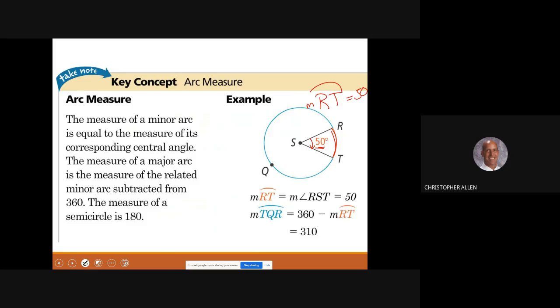The measure of a minor arc is equal to the measure of its corresponding central angle. The measure of a major arc is 360 minus the measure of the related minor arc. So for example, if arc RT is 50, guess what the measure of arc RQT is? Well, you would just do 360 minus the 50, so that would give you 310. So that's the idea. This minor arc measured 50. This major arc is 310 degrees.